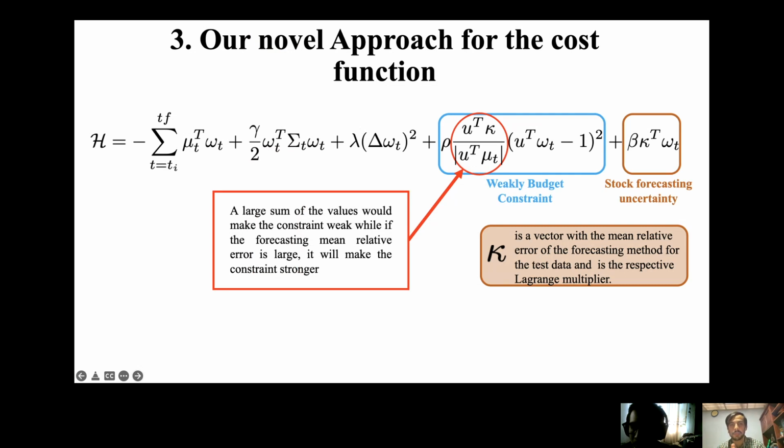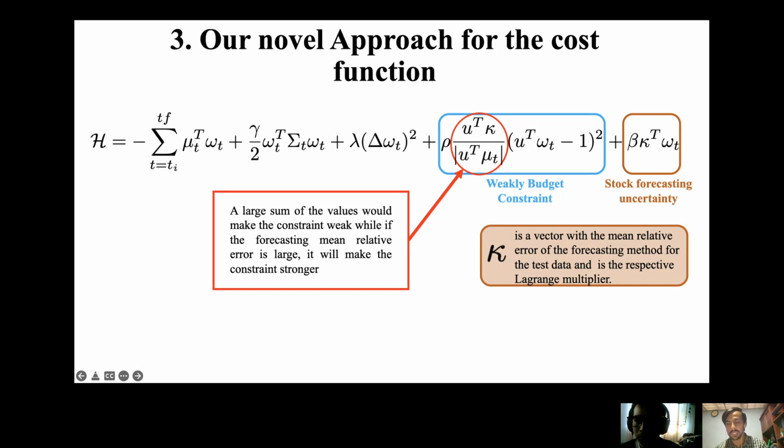And the third is we came with a new approach for the cost function. We are making the budget constraint weaker if we have a good opportunity to get a good profit and a small risk from the forecasting method, or QNN, that Alberto explained before. And we call it kappa. Kappa is the forecasting error associated with the QNN prediction, and this is the mean relative error of the test part of the training of the QNN.